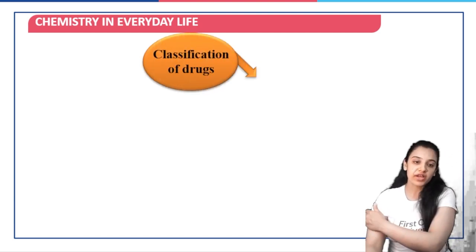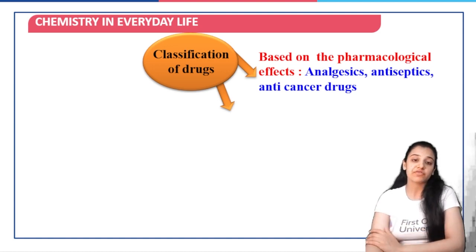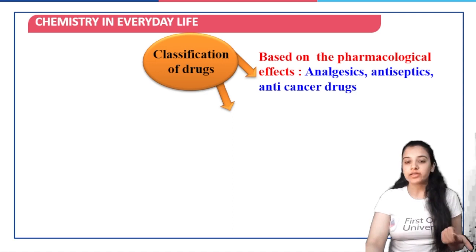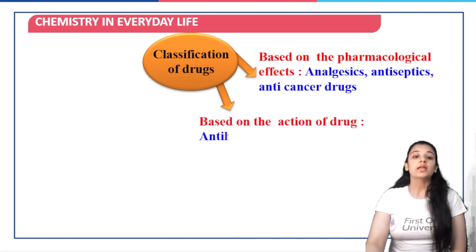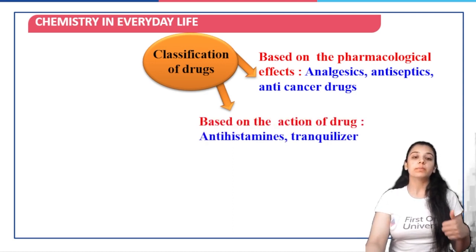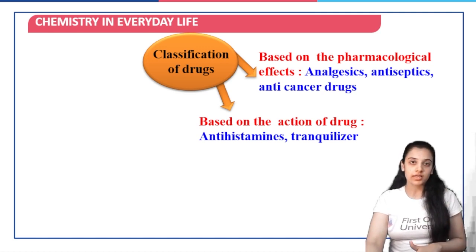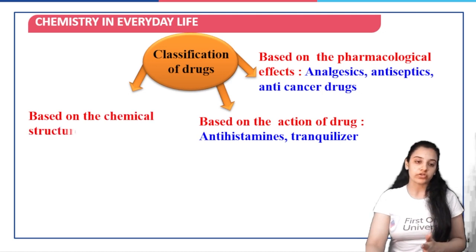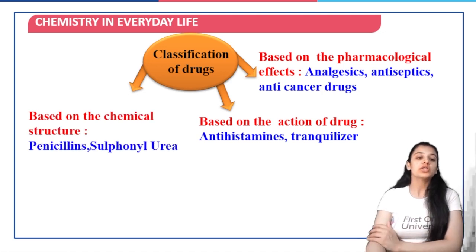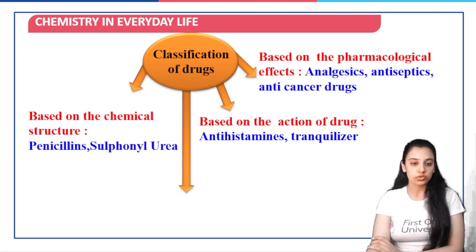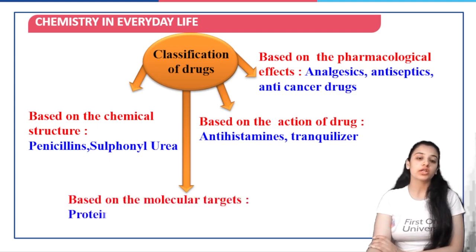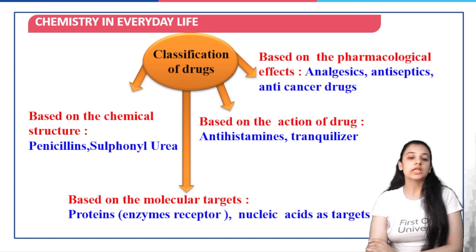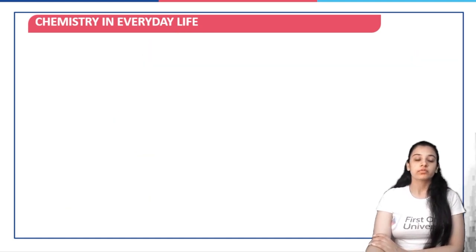Now, how can we classify drugs? The drugs can be classified based on pharmacological effects. That is, they could be analgesics, antiseptics, anti-cancer drugs. Then based on the action of the drug, they could be antihistamines or tranquilizers. Slowly and gradually, you'll come to know about all of them, so don't worry at this particular point of time. Then based on chemical structure, they could be penicillins or sulfonylurea. Based on the molecular targets, they could be proteins, that is enzyme receptors, or the targets could be nucleic acids.